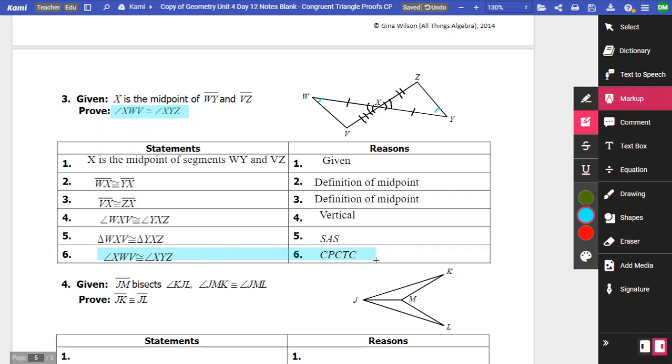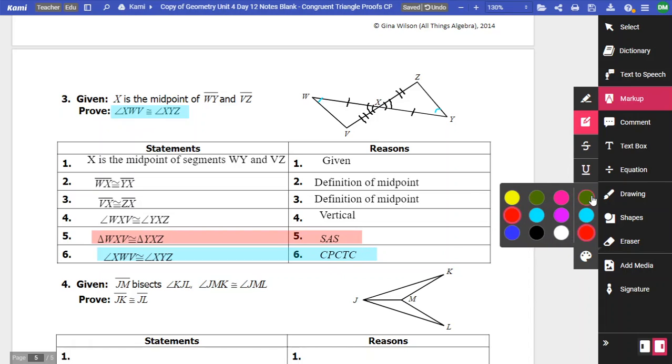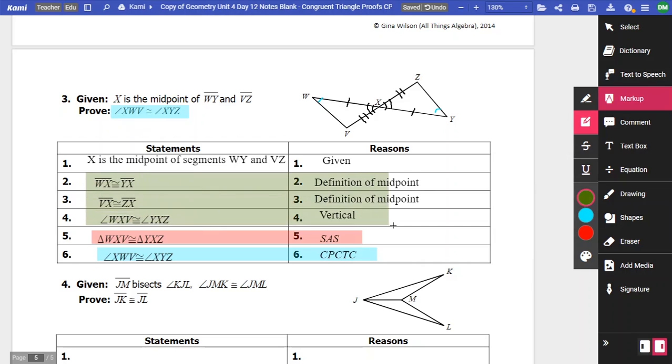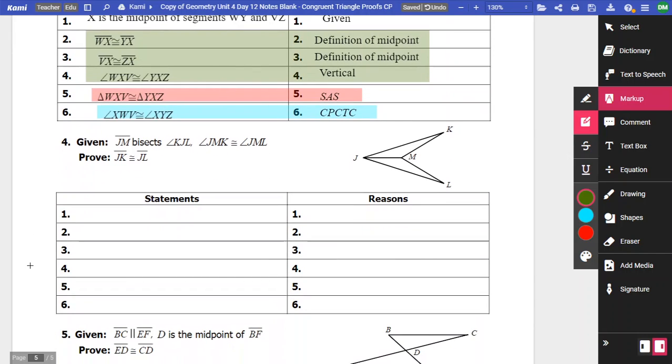To prove angles are congruent, we use the corresponding parts. But to do that, we have to prove the triangles are congruent first. That's our logical order. Logical order, show three parts. Three parts gets you triangles. Triangles gets you parts, more parts, the parts that we didn't know before. All right, let's do one more of these and then we'll call it a video.